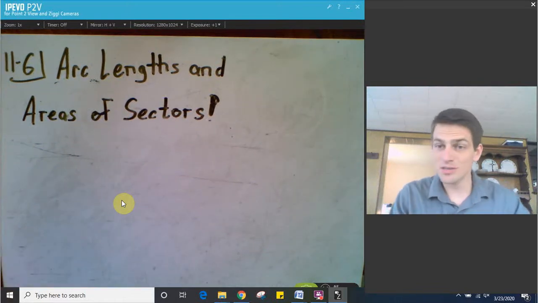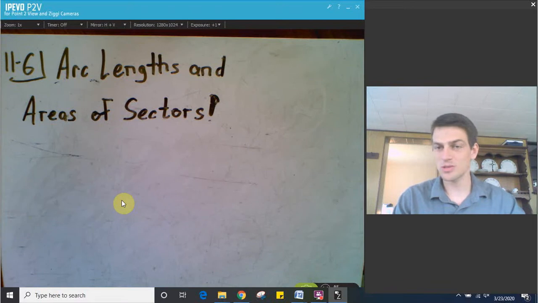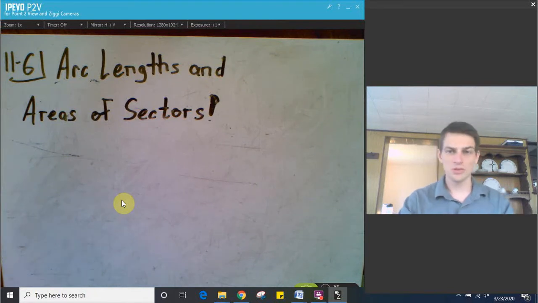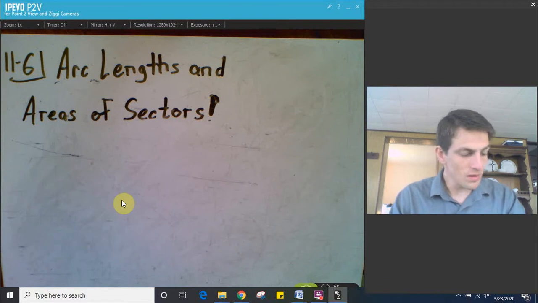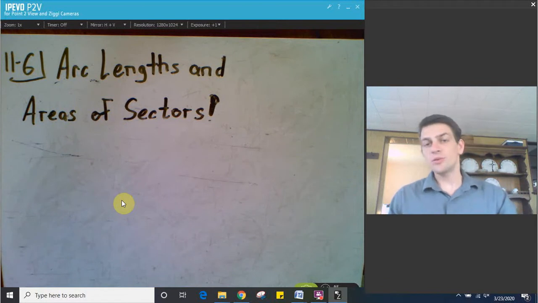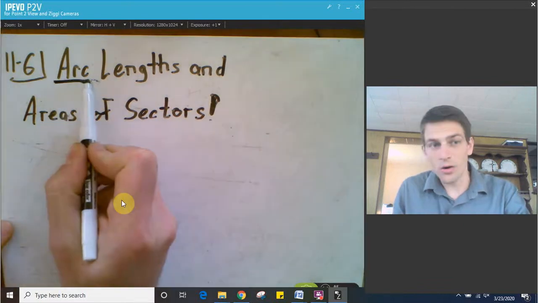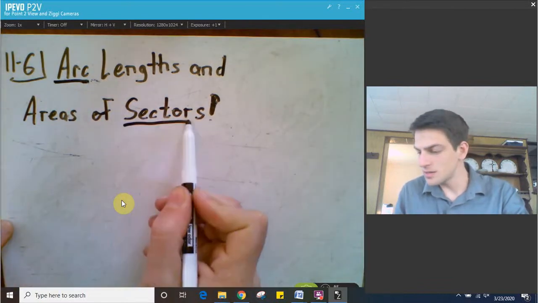This lesson is going to be about section 11-6, which is about arc lengths and areas of sectors. If you would like to follow along in your book, it begins on page 452, but I would ask that all of you take notes on this just as you would in class. Now, there are two terms in the title here I want to make sure we're familiar with. One of them we have seen before, and one of them we have not seen before. The first is arc, and the second is sector.